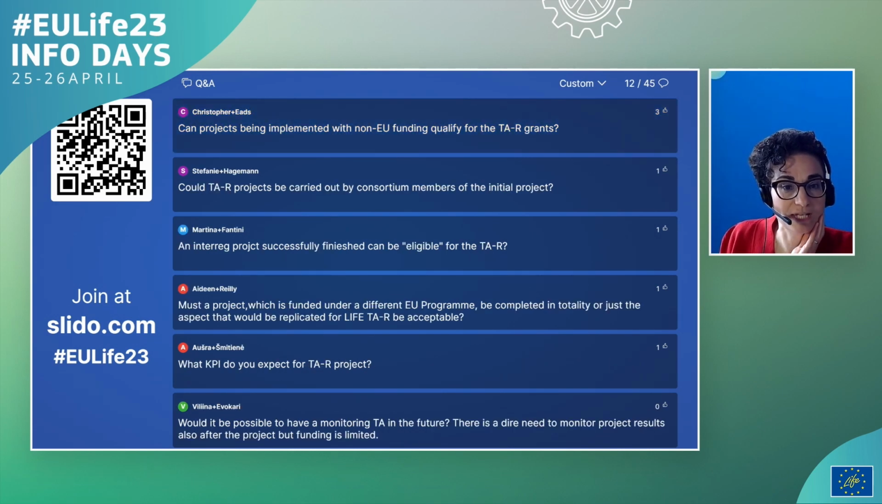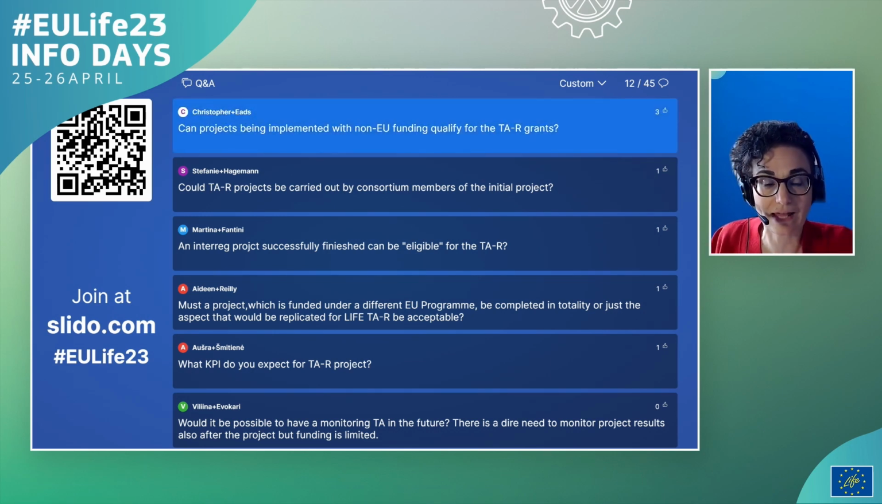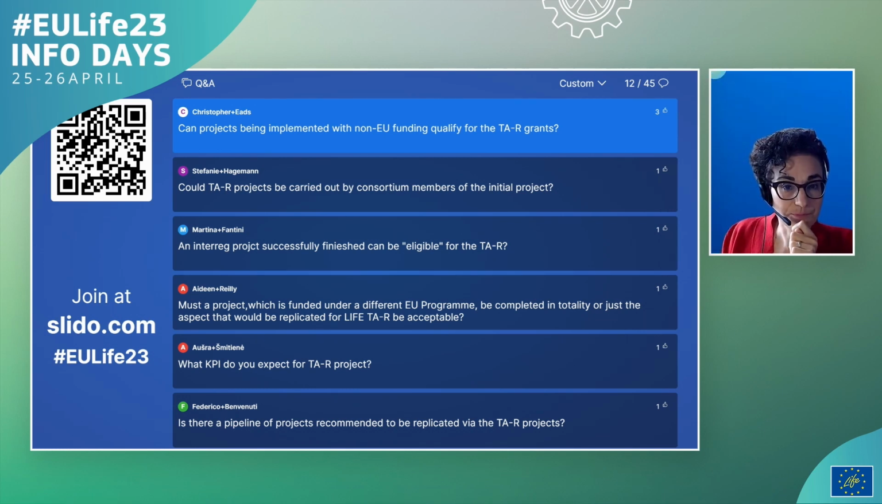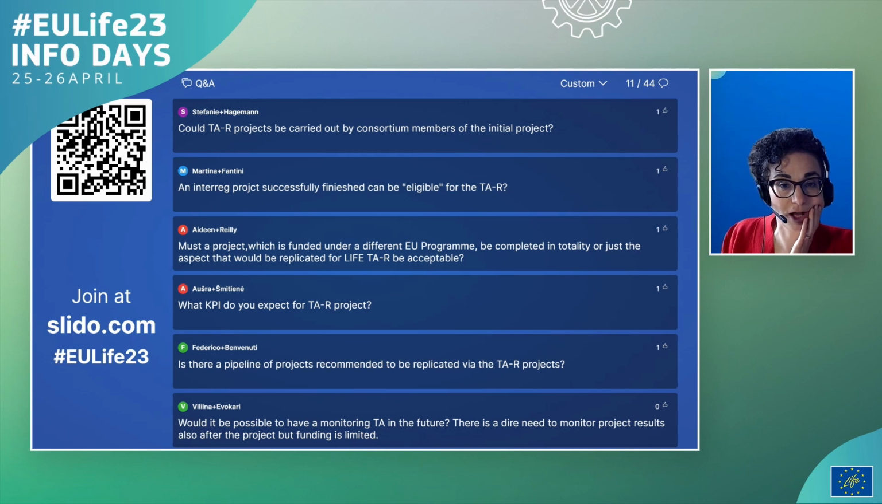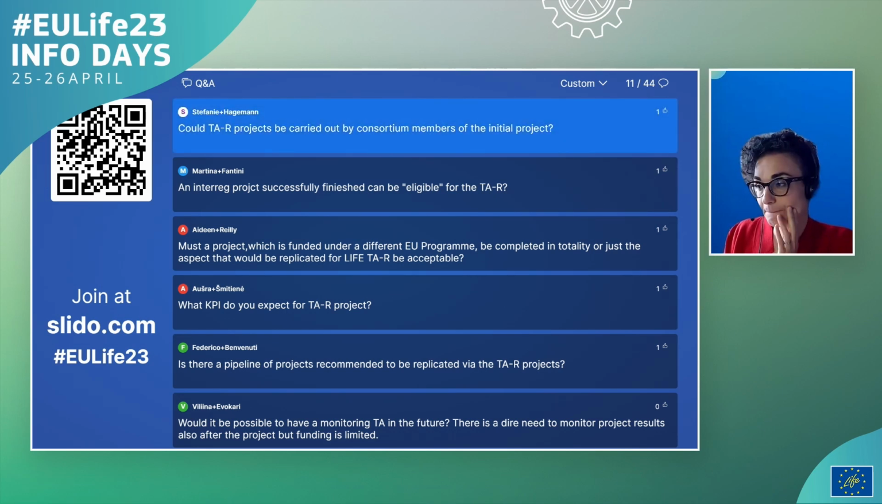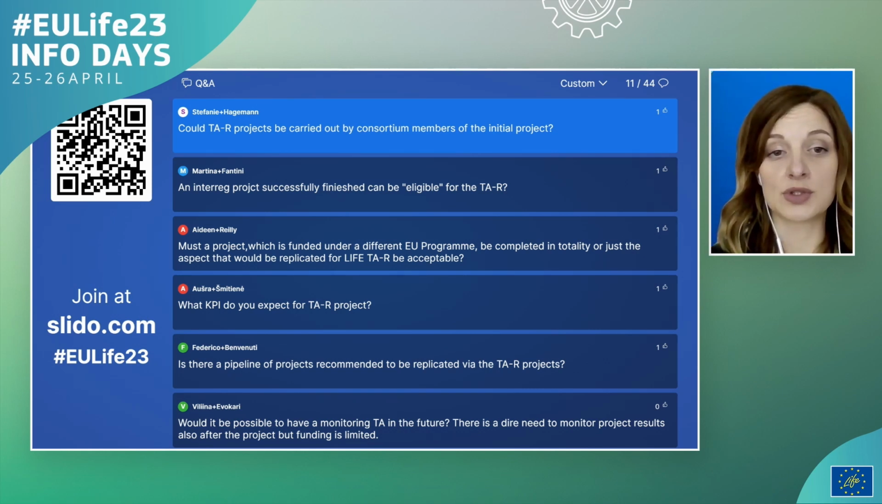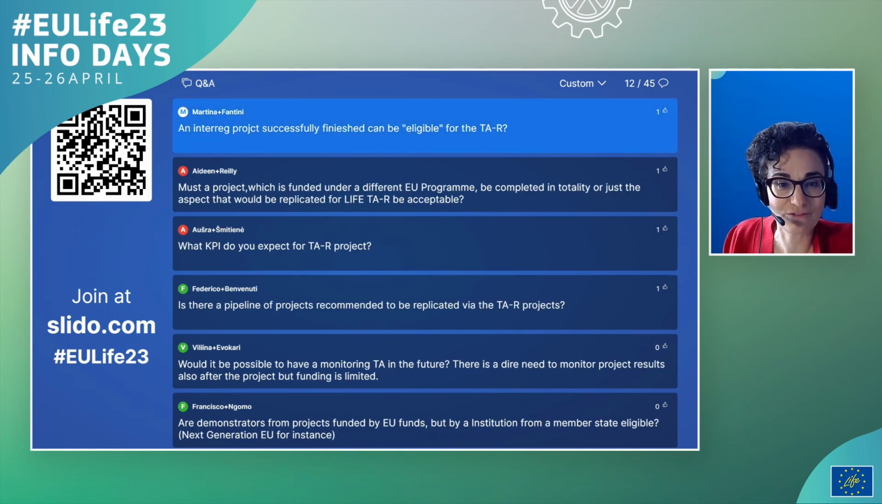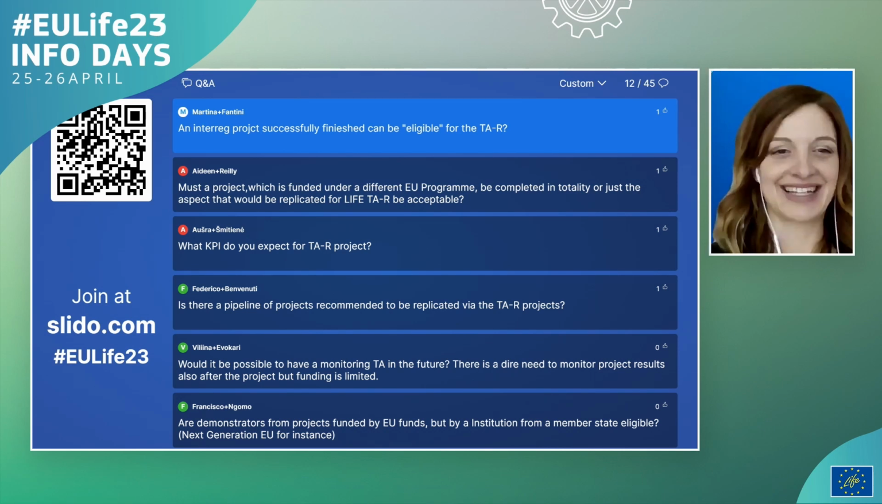So, can projects that have been implemented with non-EU funding qualify for the TAR grants? Well, the precondition is that for the preceding project, EU funding was used. So I think the answer is no. Yes. So could TAR projects be carried out by consortium members of the initial project? They could be. We would, of course, encourage to include also new additional partners, but the old consortium as well. There are no limits. Yeah, I think I'm learning, and I could even answer the next question, but I will still leave it to you. So, can an Interreg project successfully finished be eligible for TA replication? Yes. Ah, I knew that.